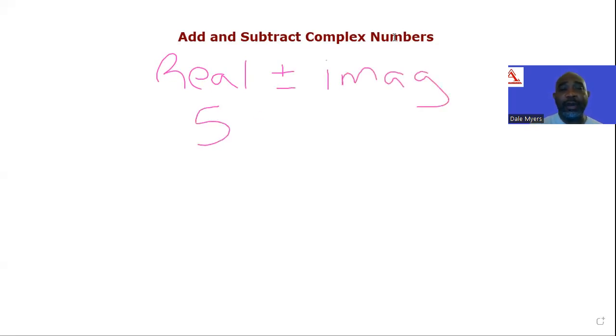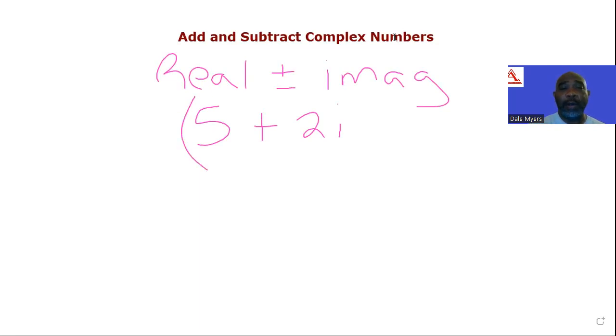Today, we're going to make it easy to add and subtract complex numbers. Now, complex numbers, the first thing we have to do is remember what a complex number is. It's a mixture of a real plus or minus some imaginary number. All right, like 5 plus 2i. That's an example of a complex number.